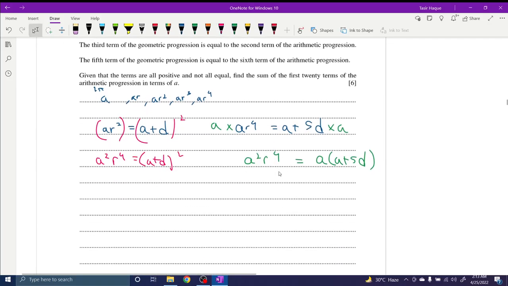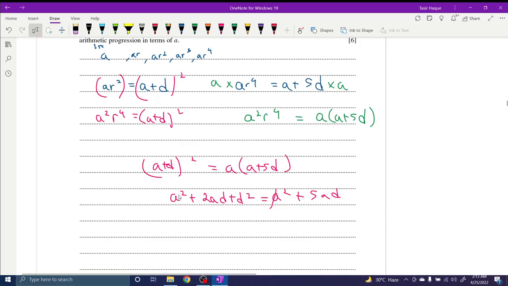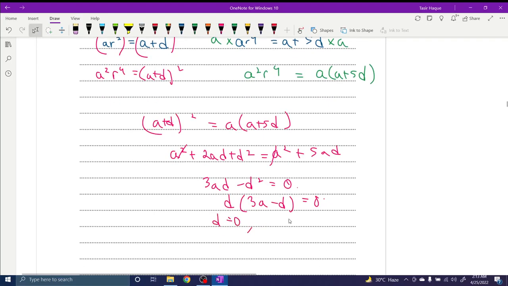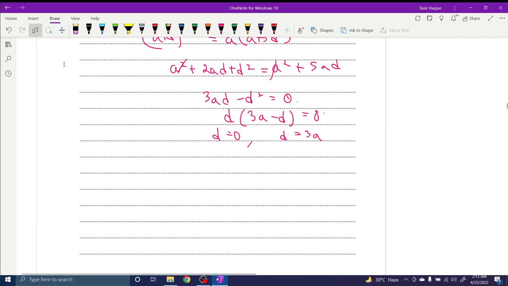So aren't we getting an interesting equation? We can write this as a plus d whole square is equal to a into a plus 5d. That's what they did in the mark scheme, okay? So a square plus 2ad plus d square is equal to a square plus 5ad, or we end up with 3ad minus d square is equal to 0, okay? So if you take d common, d into 3a minus d is equal to 0. D is equal to 0 and d is equal to thrice a. So d can't be 0, right? The common difference can't be 0, then the sequence wouldn't exist. So we're going to use d is equal to 3a.